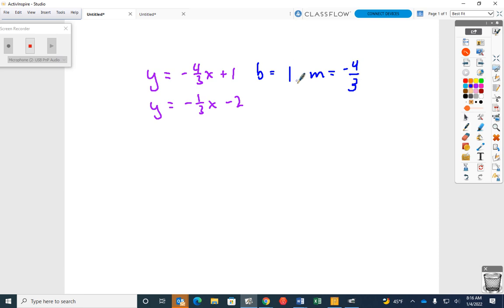Somebody else raise their hand. Okay, listen. What is the slope and y-intercept for this one? What's the y-intercept for this one? M equals negative 1/3. Okay. And then b equals negative 2. Negative 2. Okay. Can we graph these? Yes. Okay. Who can help me graph this first one?